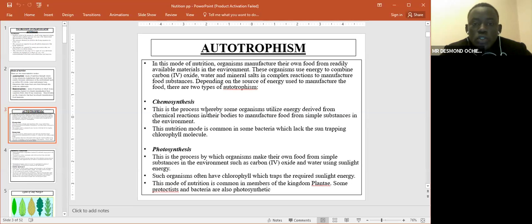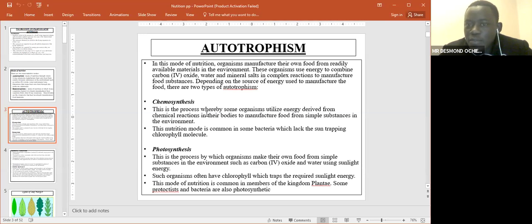So when we talk about autotrophism, like I said, in this mode of nutrition, organisms manufacture their own food from readily available materials in the environment. So the materials that the organisms use to manufacture their food are freely available in the environment. So it is from these inorganic materials that the autotrophs synthesize or manufacture their food. These organisms use energy to combine carbon dioxide, water, and mineral salts in complex reactions to manufacture food substances.